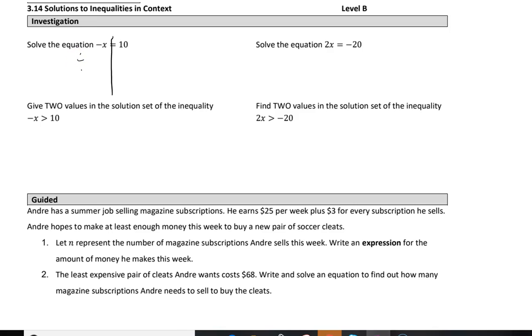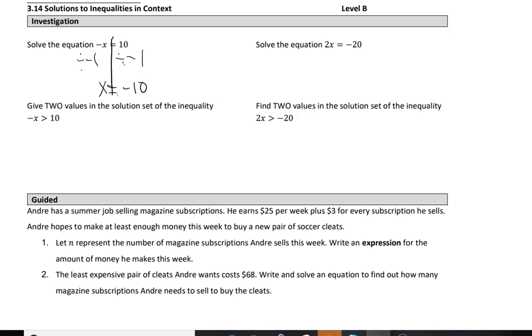Now you might be wondering, what are you going to divide by? Well, I have a negative, but I don't have a number, so I'm just going to call it negative 1, because I have negative 1x. That's going to leave me with positive x equals 10 divided by negative 1, which is negative 10.